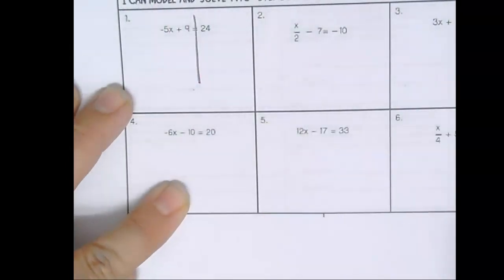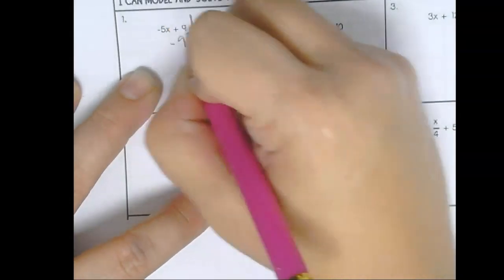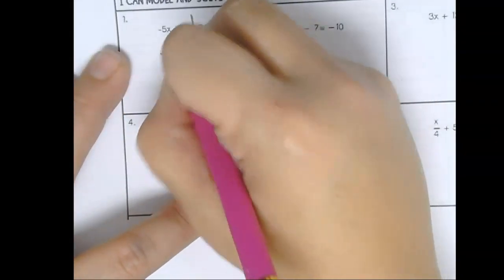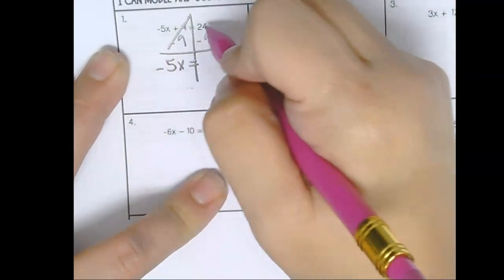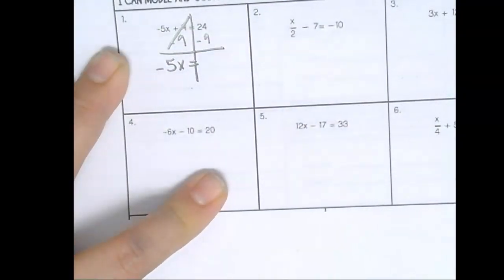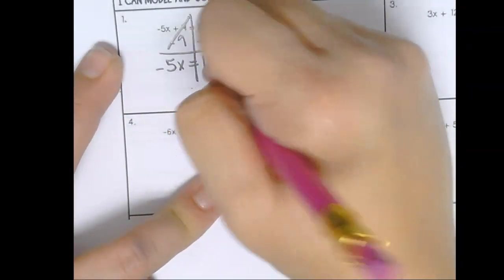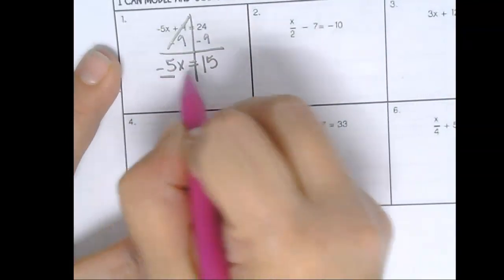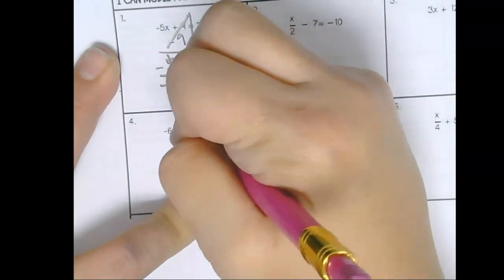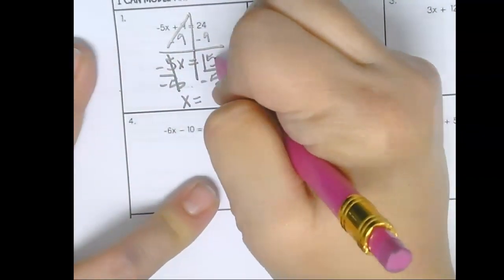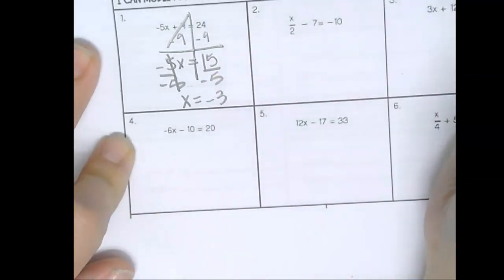So we are modeling and solving two-step equations. We have negative 5x plus 9 is equal to 24, so I'm going to subtract 9 from both sides. That creates that zero pair. Negative 5x is equal to, well, I'm going to combine a 24 and a negative 9. And when I do that, I should have a positive 15. Then I'm going to divide both sides by negative 5 to isolate that variable of x. And x is going to be equal to positive 15 divided by a negative 5. That's going to give me a negative 3.